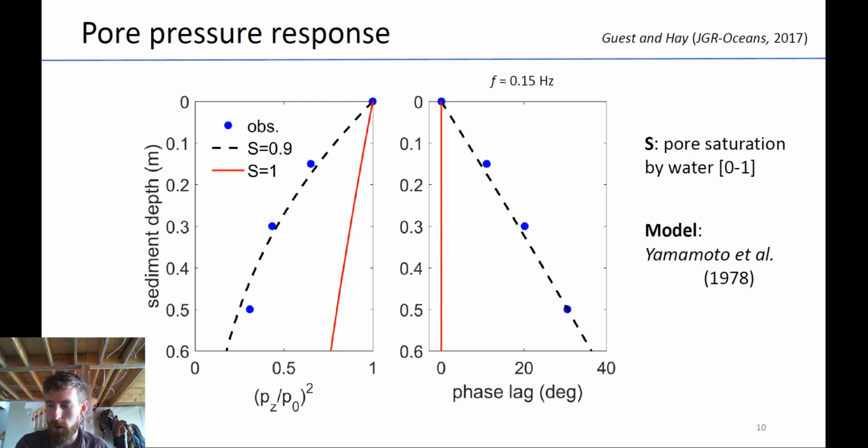So for a model comparison, we employed the widely used Yamamoto model, which is analytic and treats the sediment medium as a uniformly porous elastic matrix. In this figure, the pressure-amplitude ratio on the left and phase lag on the right for a fixed water depth and frequency are plotted versus sediment depth on the vertical axis, increasing downward. The blue dots here are the observations.